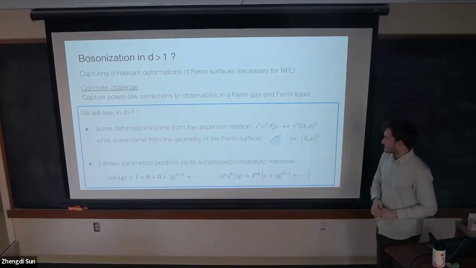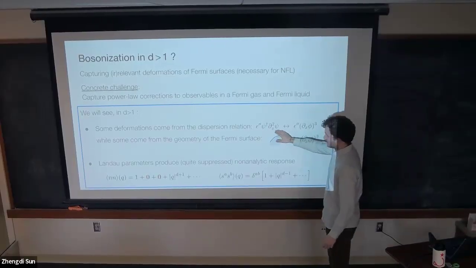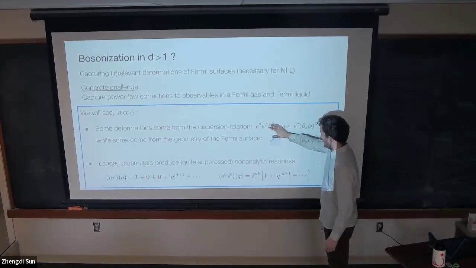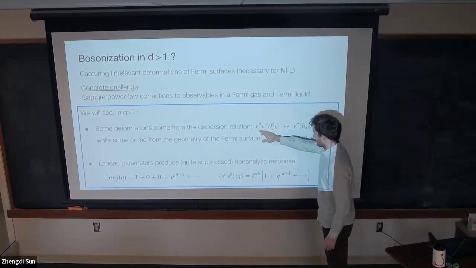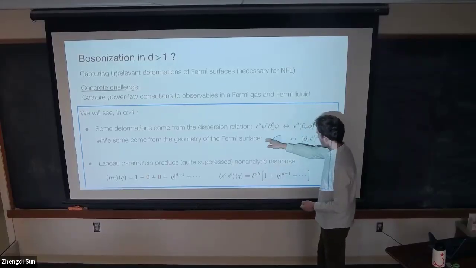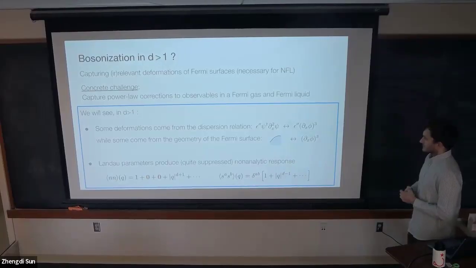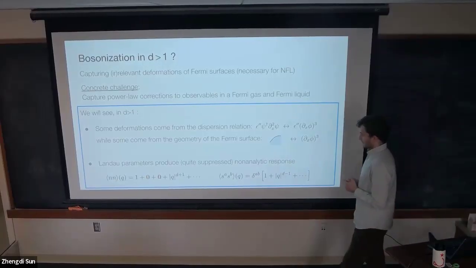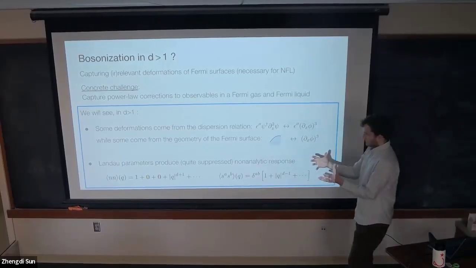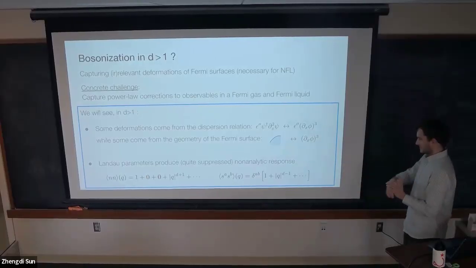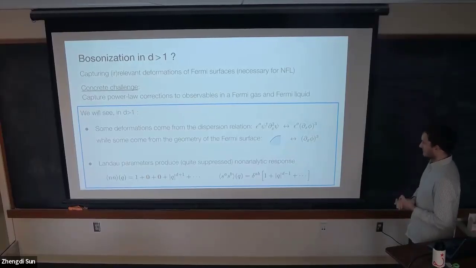What we'll see in higher dimensions is that some corrections are very similar to 1D in that they come from things like, say, the dispersion relation of the fermion not being exactly linear. But there are also some corrections that are really inevitable and come from the shape of the Fermi surface, the fact that you have an extended Fermi surface and that it curves, it's not exactly flat.